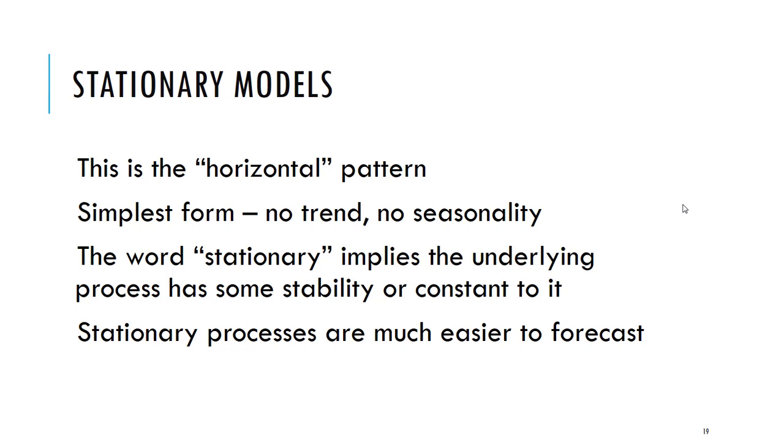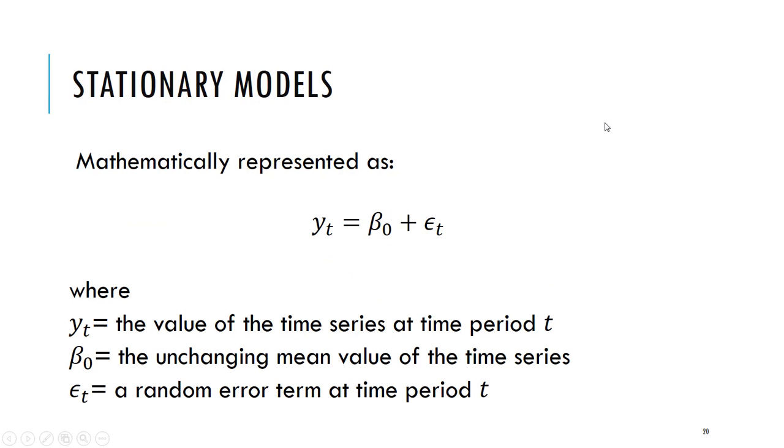So if we think that we have a stationary pattern, then that's the easiest thing we can do. There's a bunch of different models that we can look at that can do that. So we're going to look at a few of those. They're much easier to forecast because they are flat or stationary. There's just stability or constant to it. All right, so let's look at a couple of different models.